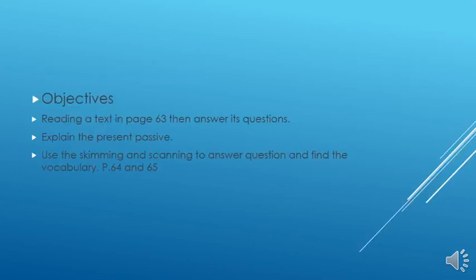First, of course, we're going to know our objectives. So we're going to start today with reading a text on page 63, then answer its questions. Then we're going to explain the present passive, and of course, we will have many examples about that. Finally, we're going to use skimming and scanning to answer questions and find the vocabulary, which will be in page 64 and 65.